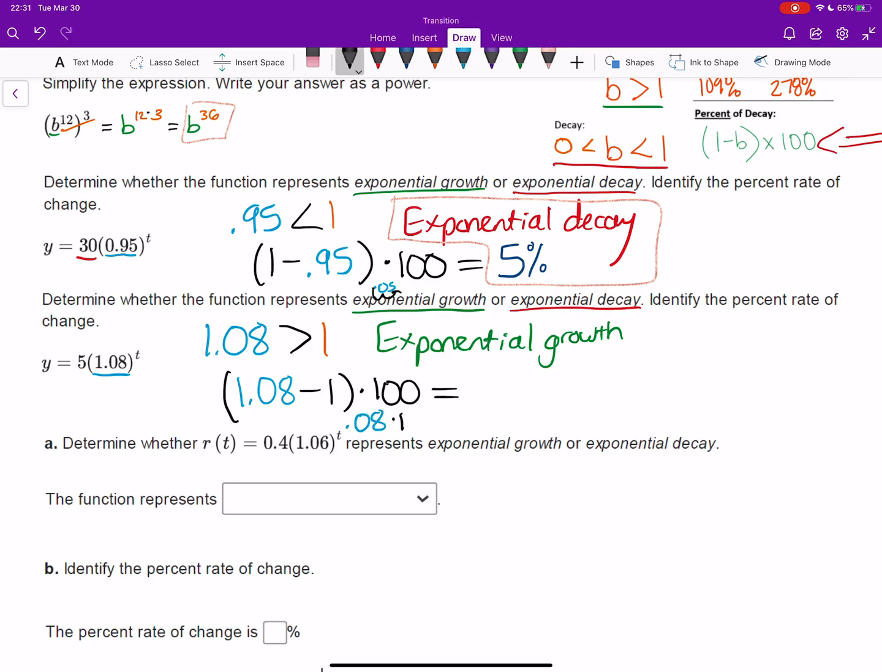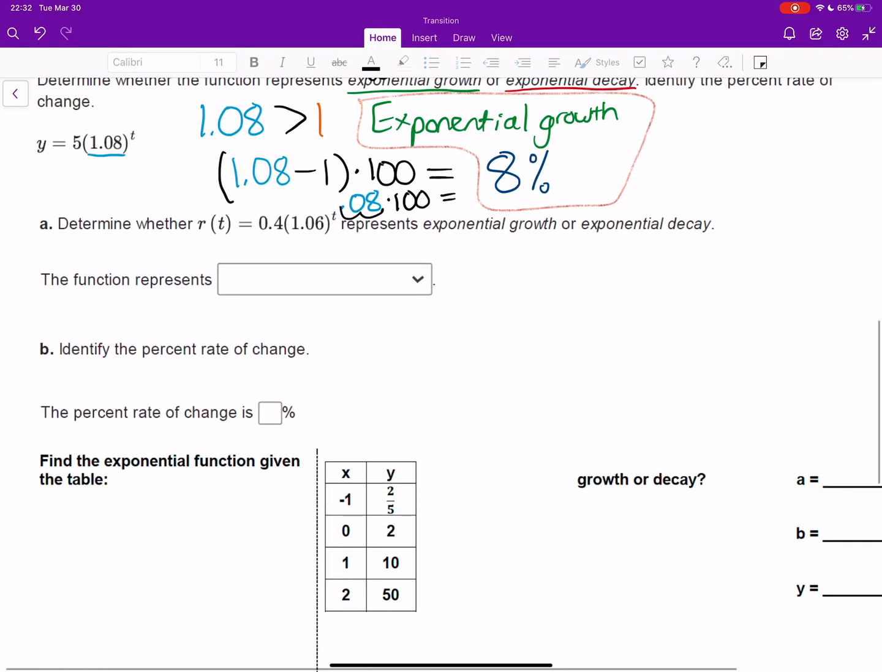And then I multiply that by 100, which means I move that decimal place 2 to the right, and what that gets me in the end is 8. I add my little percent sign, so 8%, which means each year it's growing by 8%. Let's go ahead and circle that. So exponential growth and 8%.